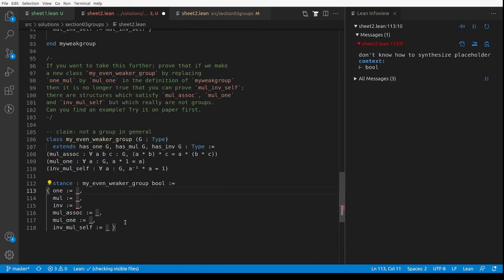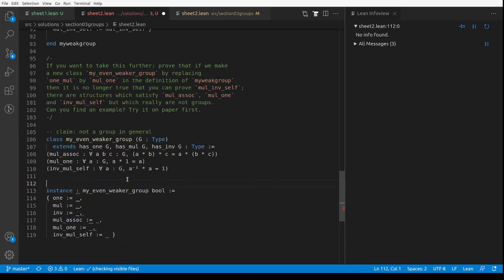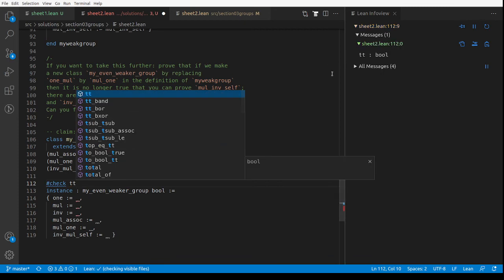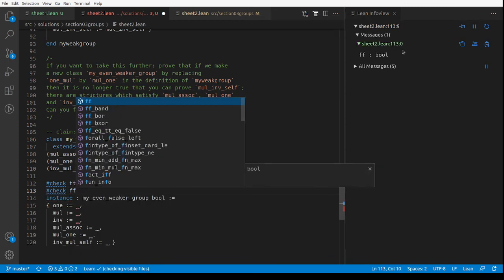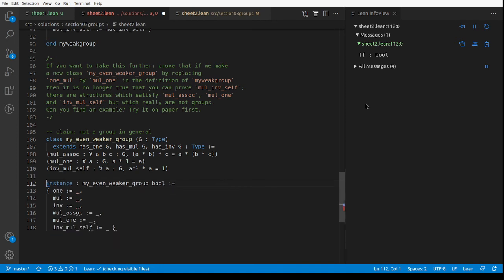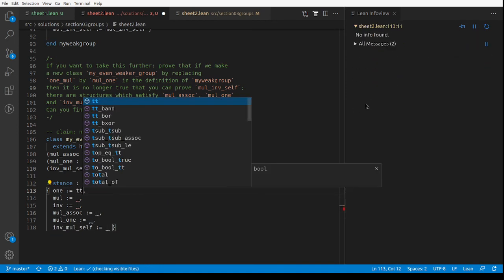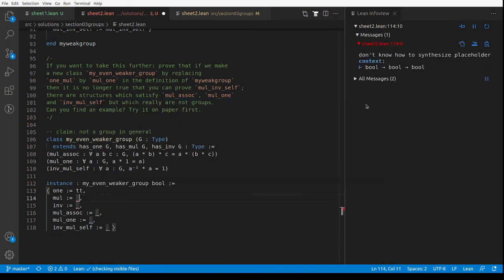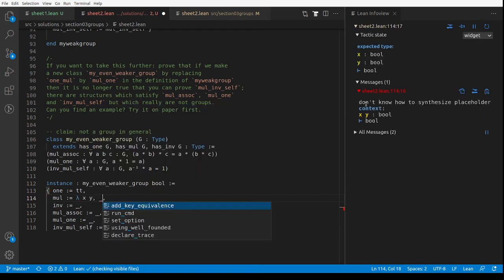So let me just show you. The 2 elements are called true and false. If we check true, you see that true has type bool, and check false, false has type bool as well. So 1 can be true. Why not? Multiplication is the function that sends lambda x y to something.